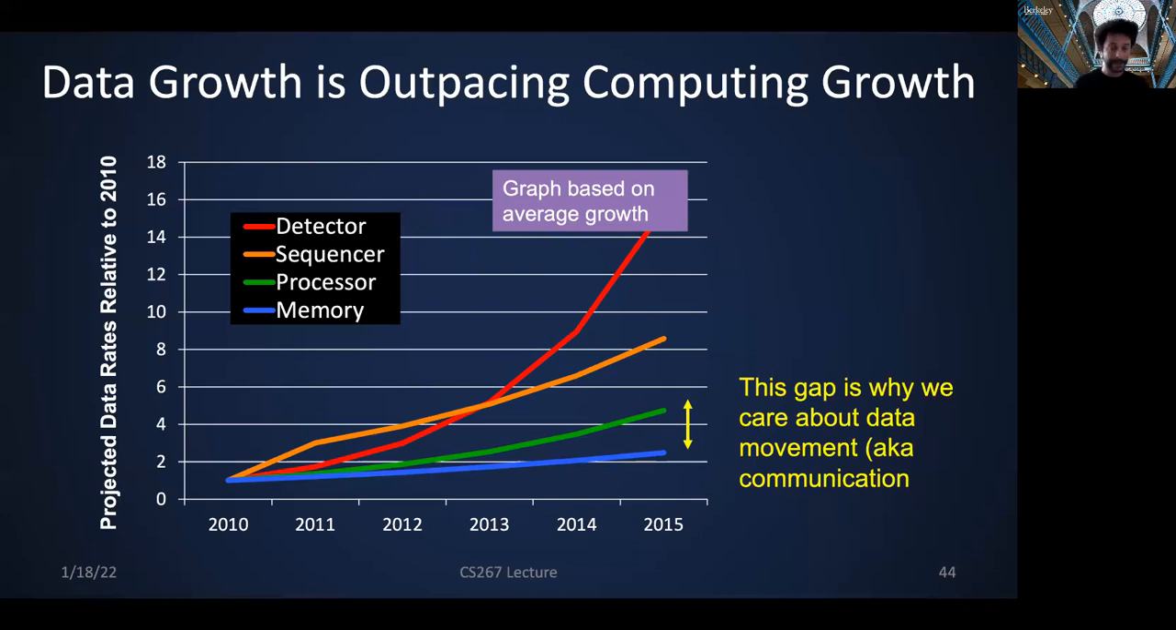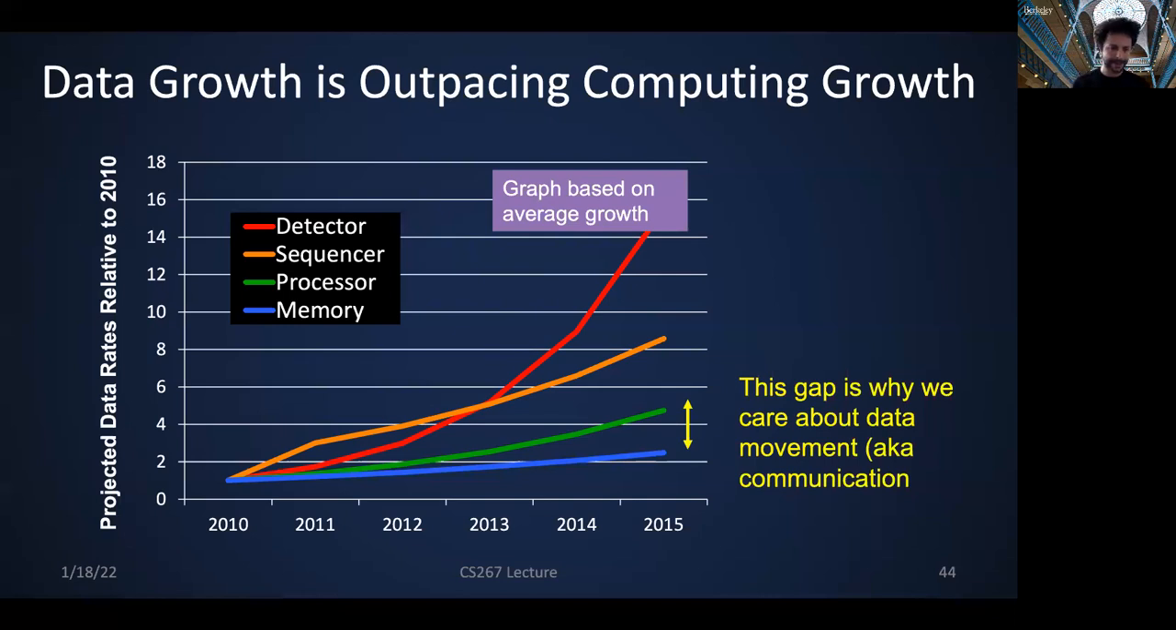these data sources like detectors and sequencers, we have to do more than just mapping them to computers efficiently. We have to take advantage of parallelism as well as potentially more clever algorithms.